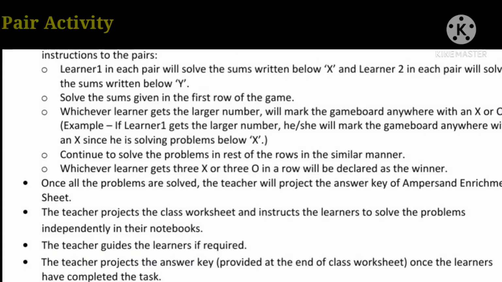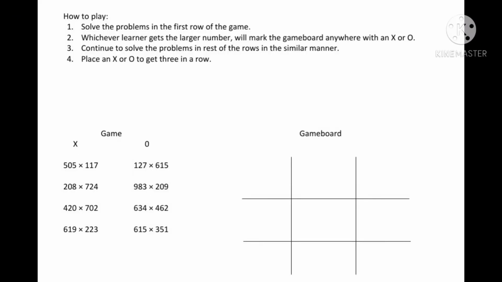Okay, now what are the instructions? Student 1 in each pair will solve the sums written below x, and student 2 in each pair will solve the sums written below y. As you can see on the screen, there are sums given below x and there are sums given below y. So student 1 will solve the sums written below x, and student 2 in each pair will solve the sums written below y.